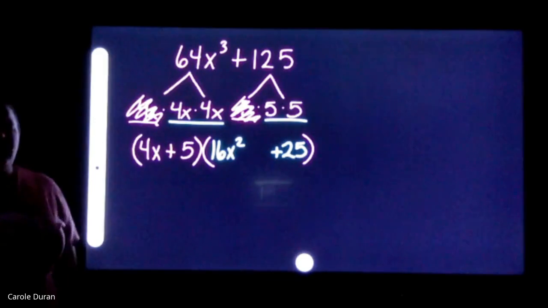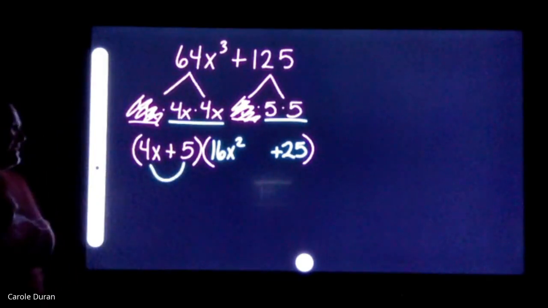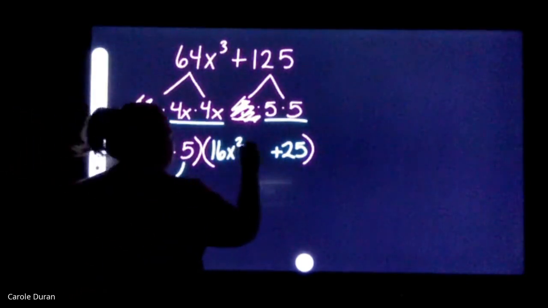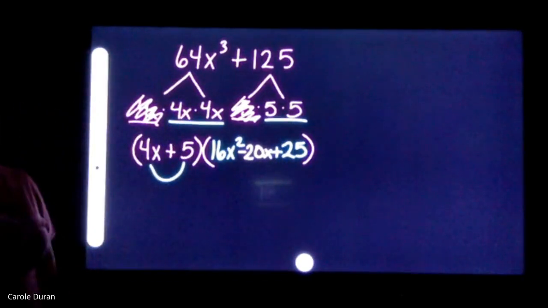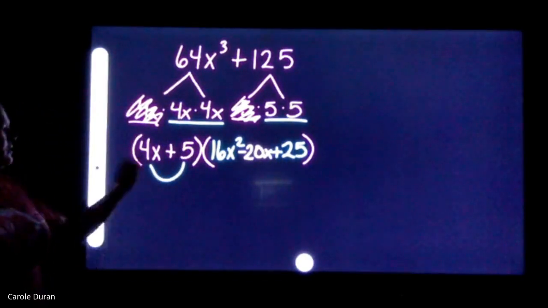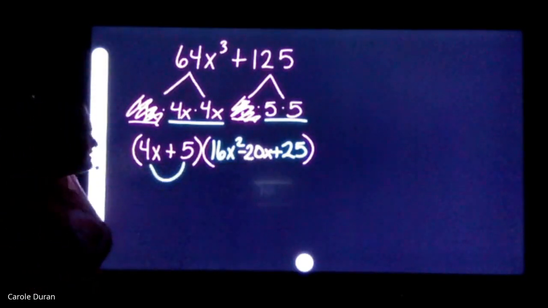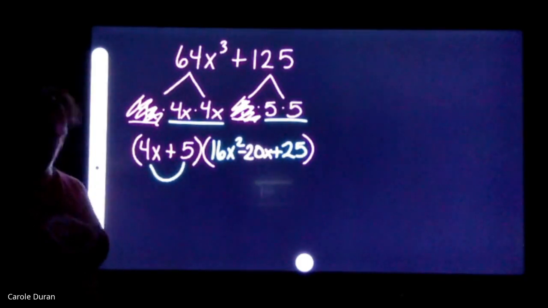And then I just need to find my middle term. So I do 4x times 5 to get 20x. And I need to do the opposite sign. So it's going to be minus 20x. So I have 4x plus 5 as my first factor. And then 16x squared minus 20x plus 25 as my second factor.